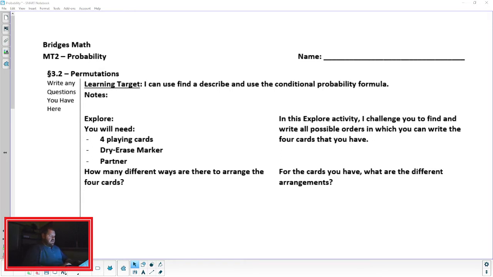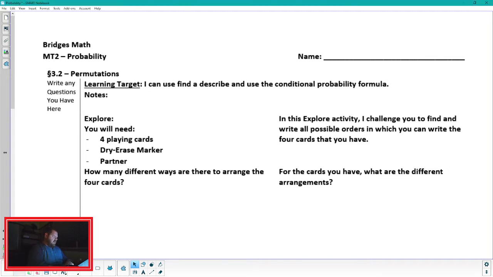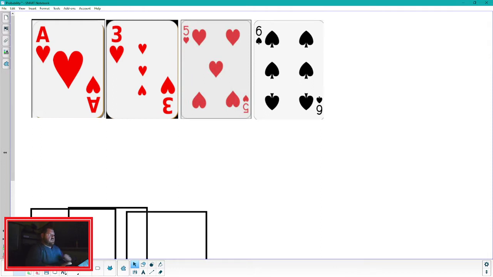Today we're going to be looking at sort of an advanced topic when it comes to counting the possible outcomes of a situation. We started off with this little explore activity just to try to get a feel for it. What I want you to do, and if you have a deck of cards, that would be the best. Otherwise, this could be as simple as putting 1, 2, 3, 4 on 4 slips of paper, and see how many ways there are to rearrange these.